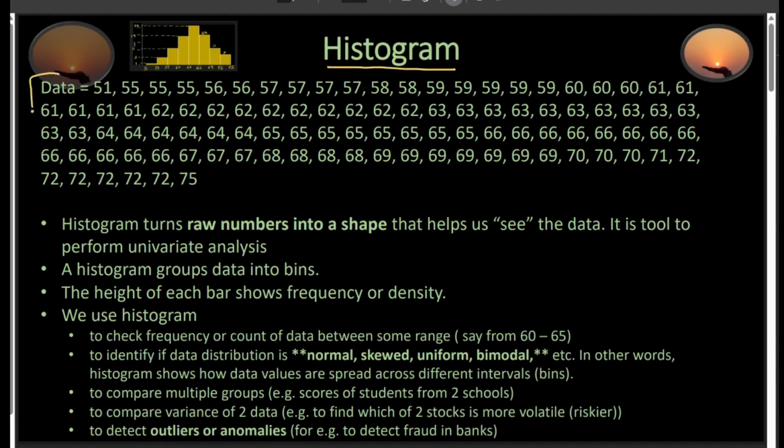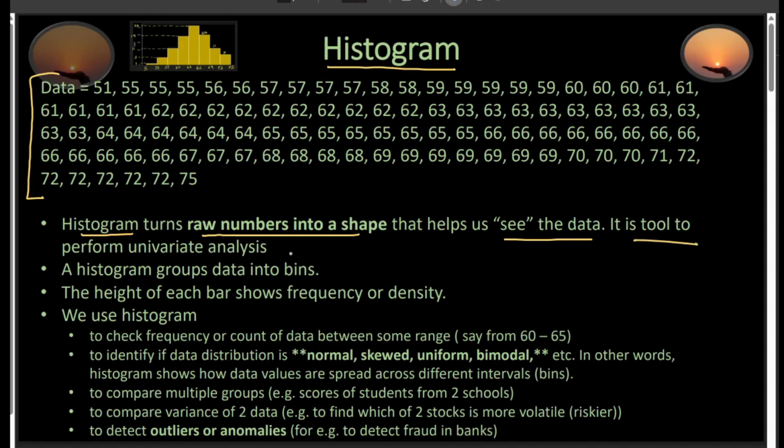Let's say you have this data right here. This could be somebody's score, this could be somebody's height, this could be somebody's test result, could be anything. A histogram is a visual tool that converts this raw data, these raw numbers, into a shape that helps you see and understand the data.